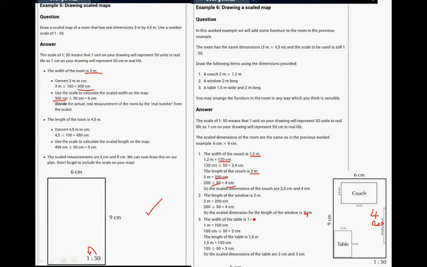And then the width of the table is 1 meter, so it's 100 centimeters. If I divide by 50, I get 2 centimeters. And the length of the table is 1.5 meters, which is 150 centimeters. Divide by 50 is 3 centimeters. So the table is 2 centimeters by 3 centimeters. So please measure your scale model and see whether you have done it correctly.